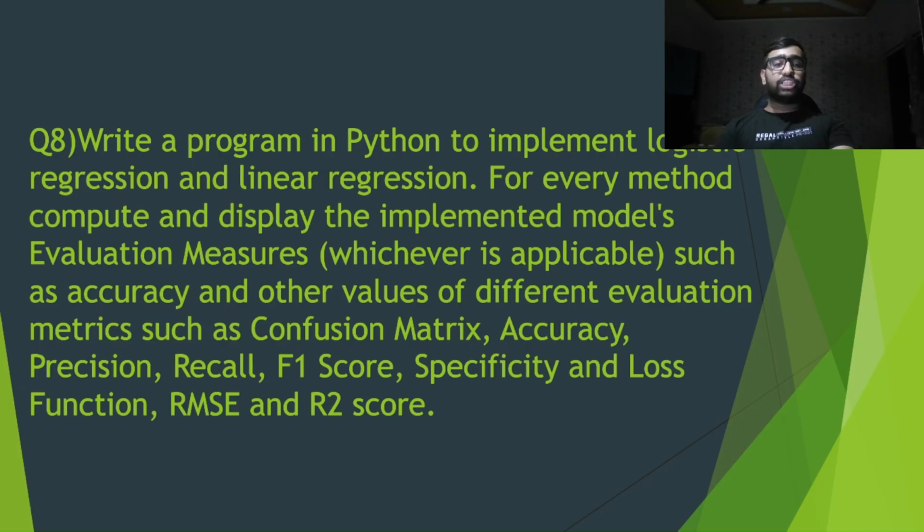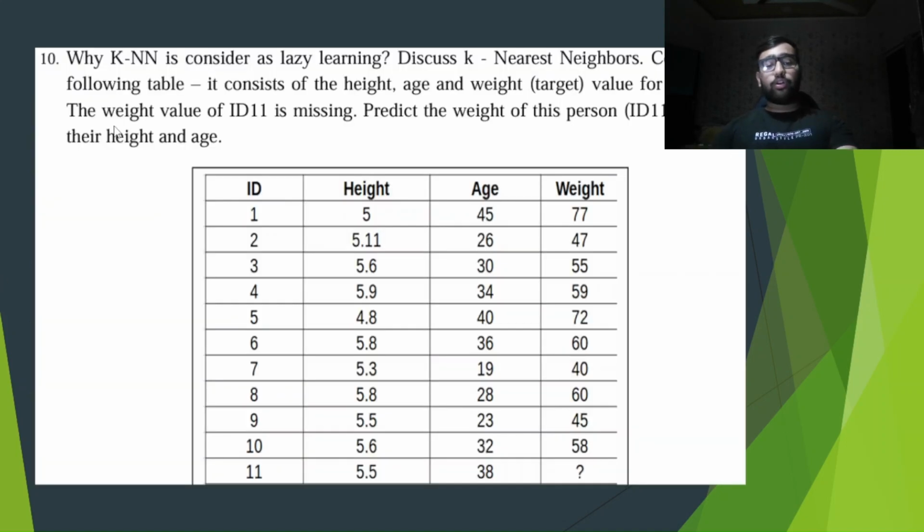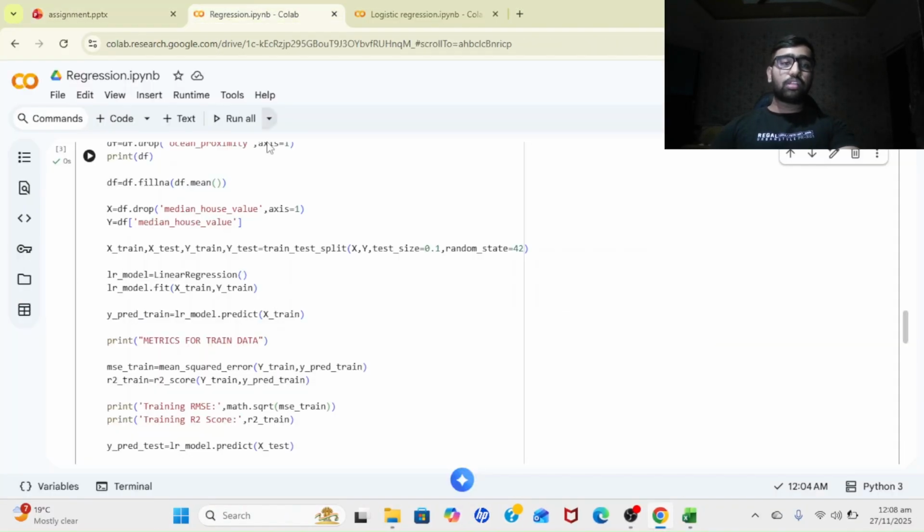Now today the question is, write a program in Python to implement logistic and linear regression. For every method, compute and display the implemented model's evaluation measures such as accuracy and other values of different evaluation metrics such as confusion matrix, accuracy, precision, recall, F1 score, specificity and loss function, RMSE and R2 score. So let's solve this question. We'll switch to Google Colab to implement the algorithms.